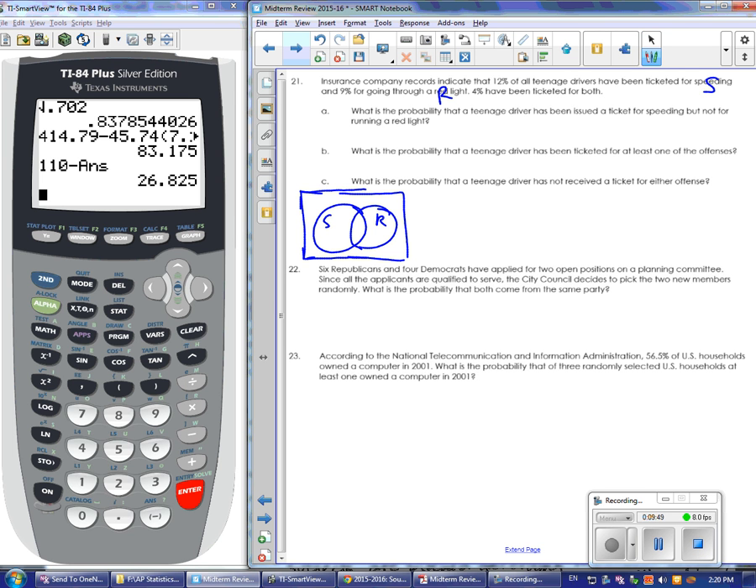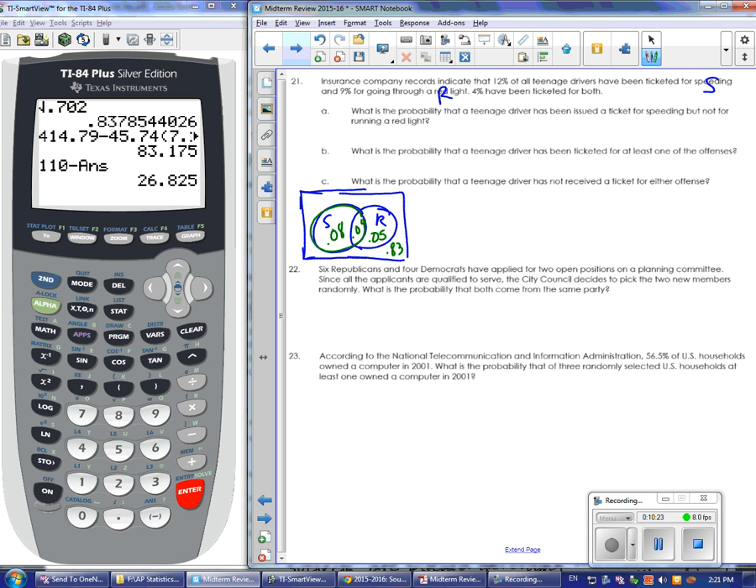All right, so we said 0.04 in the middle. If I've got 12% that have been ticketed for speeding, remember, that includes this whole circle, which has the 4% already in it. So I've got to deduct the 4%, leaving me with 8% getting a ticket for speeding alone. And then with the red light, I've got to subtract the 4% from the 9%, and that leaves me with 5% getting a ticket for just a red light and not speeding. If I add those values up and subtract them from 1, that means that 83% did not get a ticket for either of these reasons.